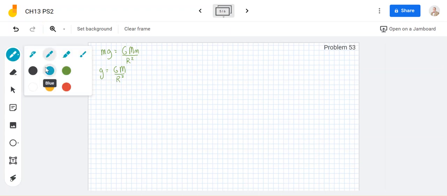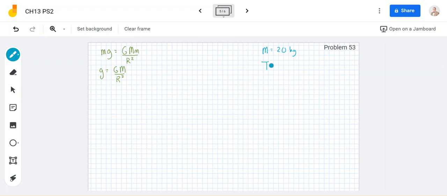Another piece of information they're telling us is it's a 20 kilogram satellite. Let's write that down. Little m is 20 kilograms, has a period of 2.4 hours. Okay, so period is equal to 2.4 hours. But we don't work in hours, we have to work in seconds. So we're going to take our 2.4 hours, multiply by 60 to get minutes, and multiply by 60 again to get seconds. 8640 seconds. Okay?